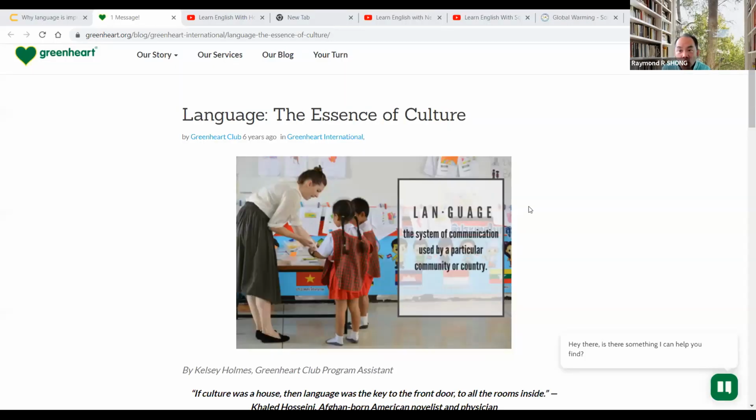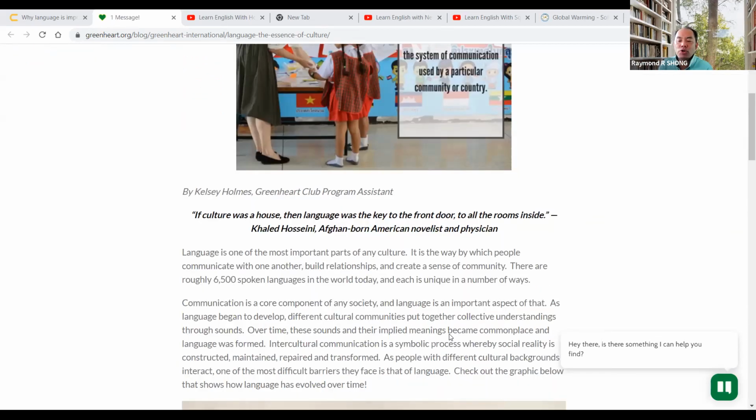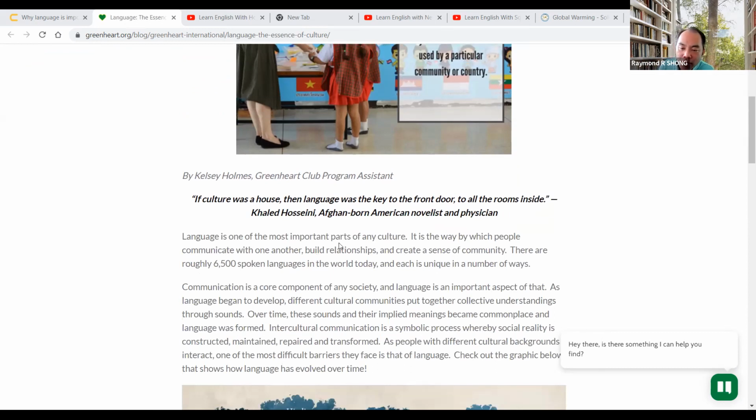Just now you heard the lady say that language is important, it's like a second soul. And language is not only for communication. So what we have read just now, children, it's really important that people like her, who are more famous than Uncle Raymond, also agree that learning a language is so important and has become part and parcel of our life. It is the essence of culture, meaning that without language, you do not know what culture is. Language is one of the most important parts of any culture. It is the way by which people communicate with one another, build relationships, and create a sense of community. There are roughly 6,500 spoken languages in the world today, and each is unique in a number of ways.